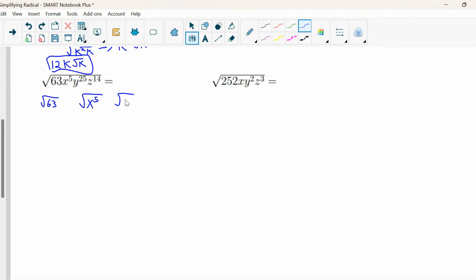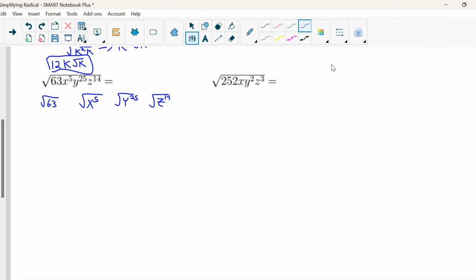Times the square root of y to the 25th power times the square root of z to the 14th power. So I just split up all four parts. Now we're going to attack one at a time. So if we're thinking about our perfect squares here, 63 is not a perfect square.